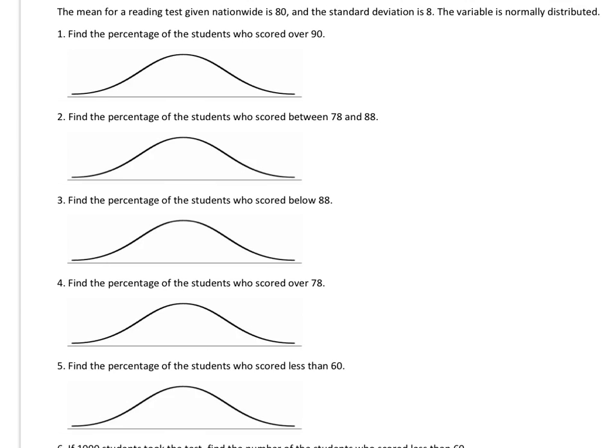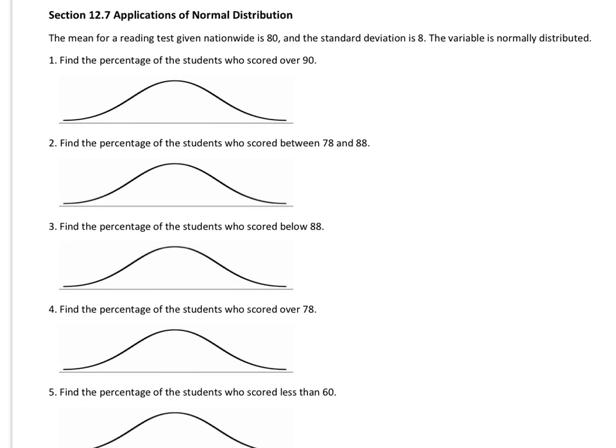Okay, let's get started. I used one question with many parts to cover every possible scenario you can expect on the test as a question for normal distribution. The question given here is: the mean for a reading test given nationwide is 80. So the mean score is given as 80, and the standard deviation is 8. The variable is normally distributed, and this must be mentioned so that we can use the properties of the normal distribution.